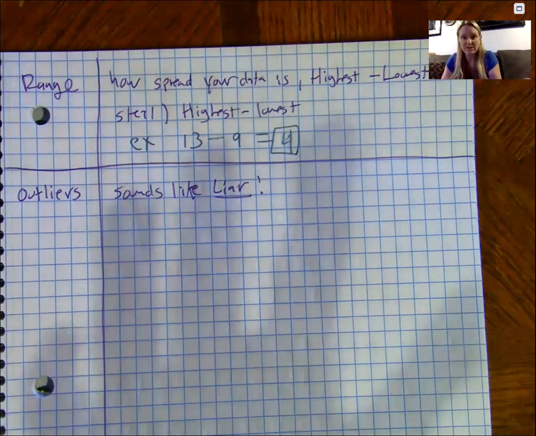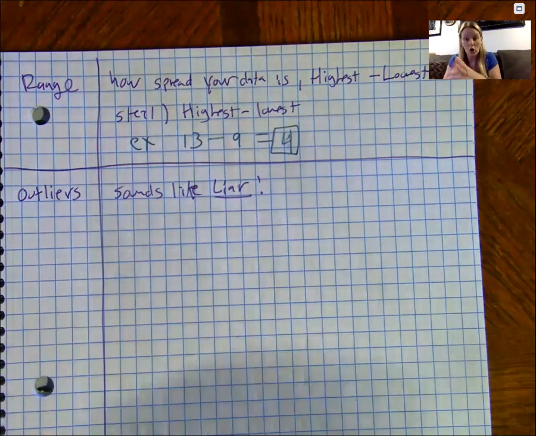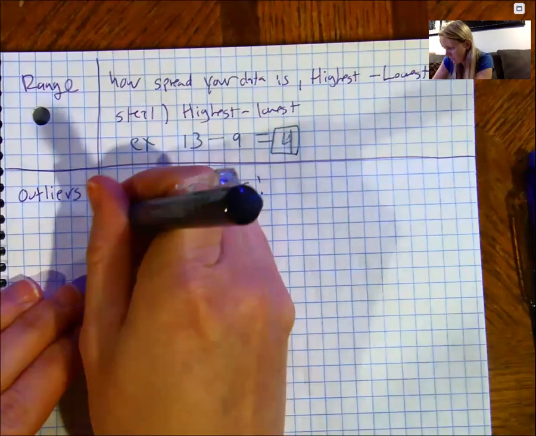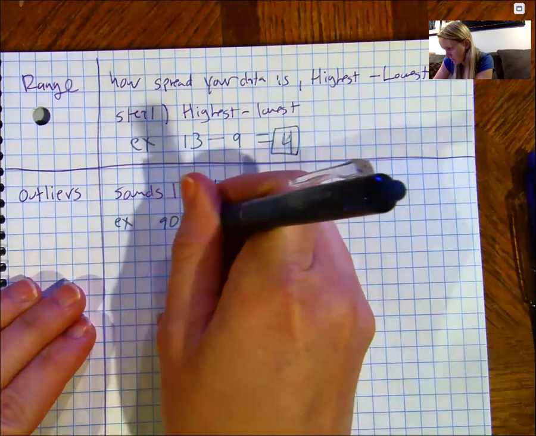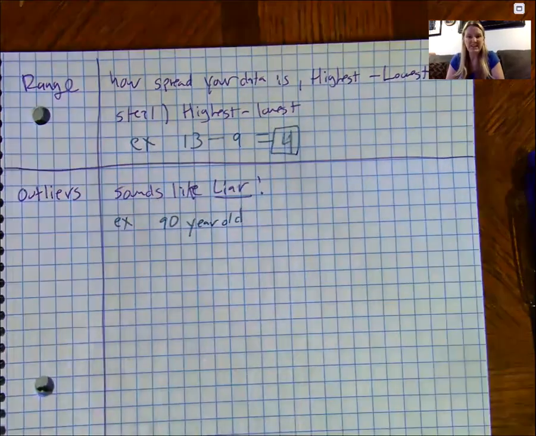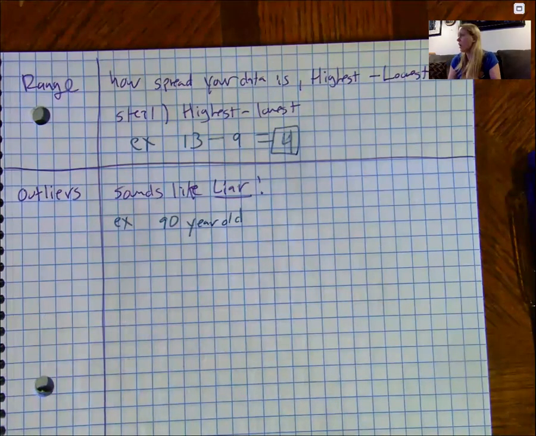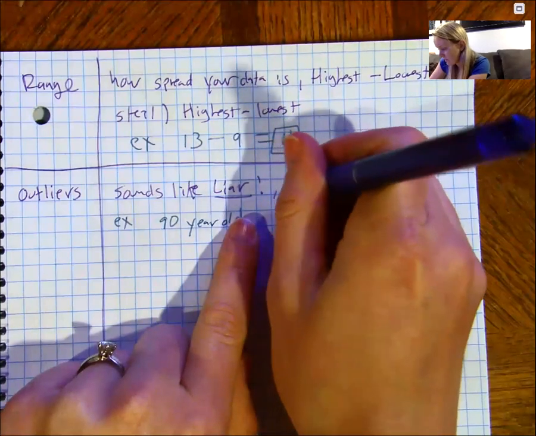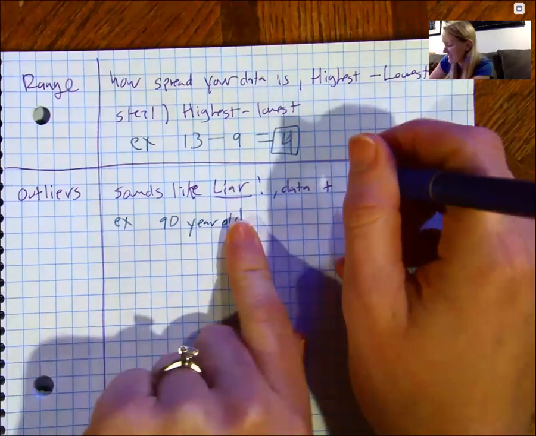It seems like that would be data that is consistent. They were all around the same. We had a small range. All the data was clumped together. Now, if I bring that 90-year-old back in, and let's say you didn't know that it was ages of people at a movie, you would say, whoa, that 90 really sticks out. It's really far away from where your data is clumped. So outliers are data that don't make sense.